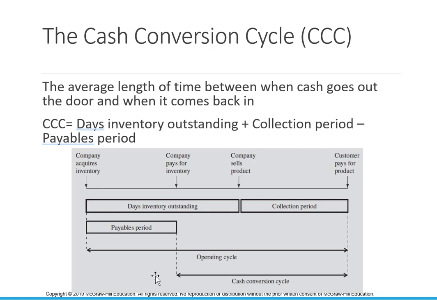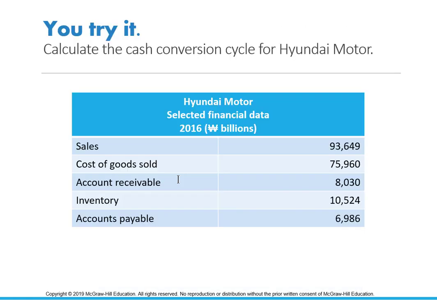So how do we analyze this number? What we would like this number to be is as close to zero as possible. Even negative wouldn't be terrible if it's a short enough time frame. But we want to get our money as quickly as possible. We want to slow down our payment of money as much as possible. So again, we like this number to be as close to zero as possible. So here we have Hyundai.